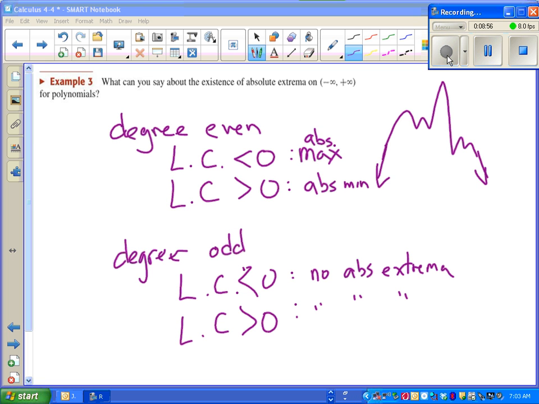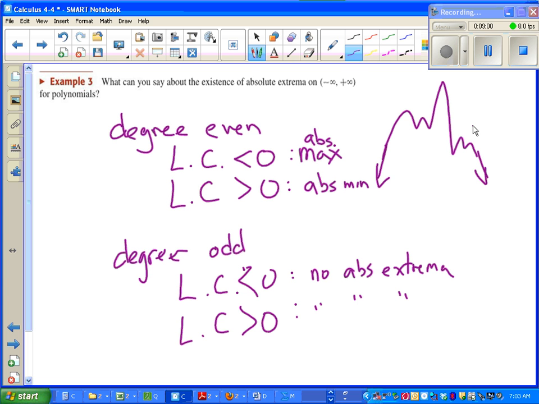On your even degree polynomials, you have kind of the same situation as this guy, but flipped upside down, so you get an absolute minimum. Odd degrees either have arrows going up and down like this, or the reverse. Either way, you're not going to have any absolute extrema.